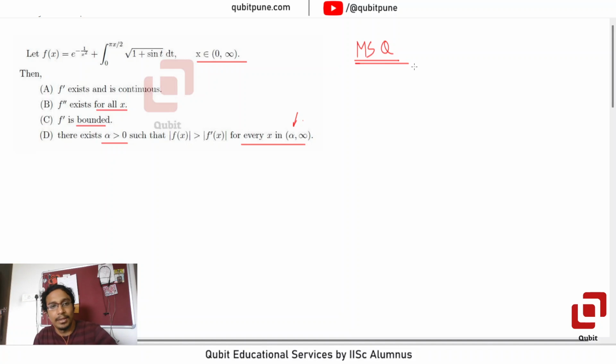Now please tell me how you think you can solve this particular problem. Let us start with option A. Is there any way to find f dash of x? Please tell me. Use Leibniz rule. Yeah, Leibniz rule, correct.